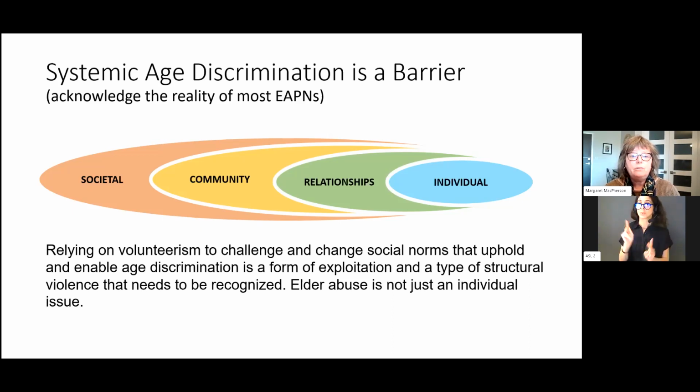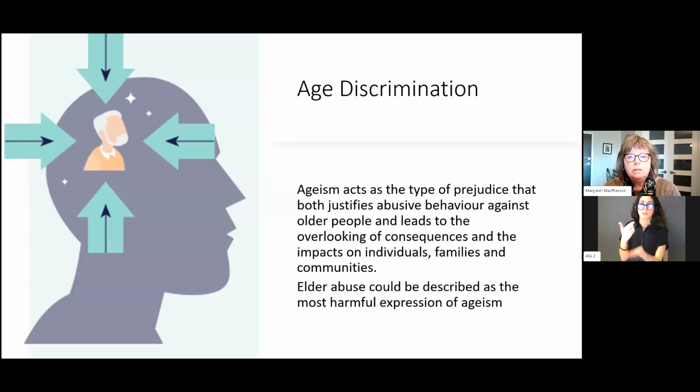And I think that when we're talking about elder abuse networks, it's really important to put a stake in the ground and say, we can't be relying on volunteers to do this really heavy lifting around social change. These networks absolutely need to be resourced. Because age discrimination is a type of prejudice that actually justifies abusive behavior and leads to the overlooking of consequences. This is part of the larger systemic inequities. You could think about elder abuse as the most harmful expression of ageism. And so we're not just talking about how it happens at the individual and organizational and community level. We also need to be talking about how it happens at a societal level.